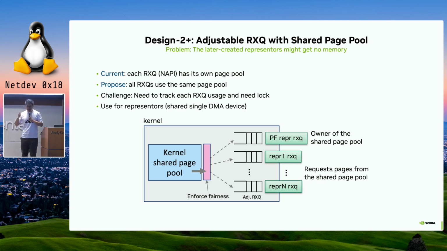Remember, once we have anything shared, we have a fairness issue, right? Maybe one of the representor devices is running DPDK, and it's going to use all of the shared memory pool. So we want to enforce some fairness layer between the page pool and all the users, the representor Netdevs. So that when someone is using too much, I can say, okay, no, this is your upper limit. Stop requesting pages.